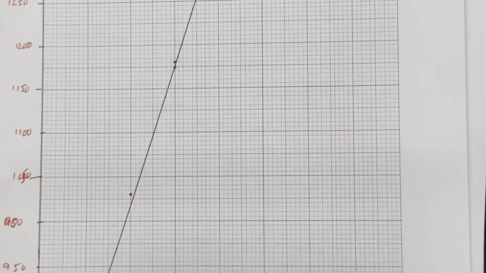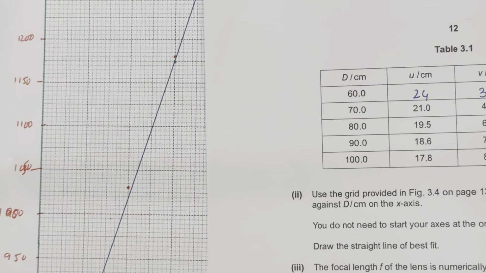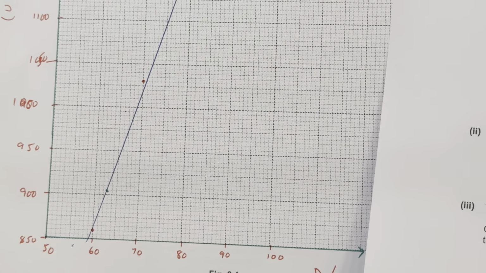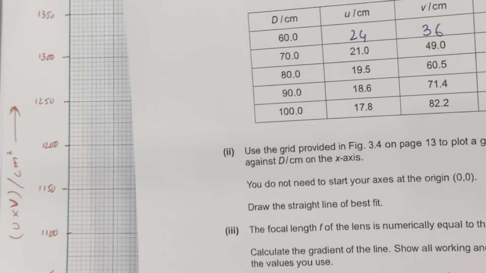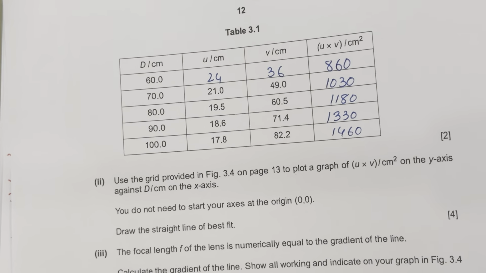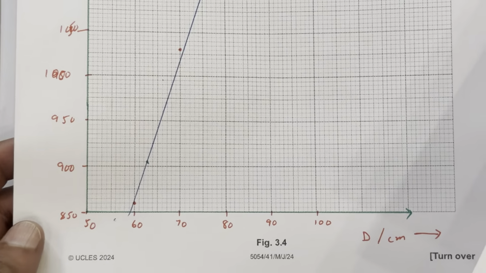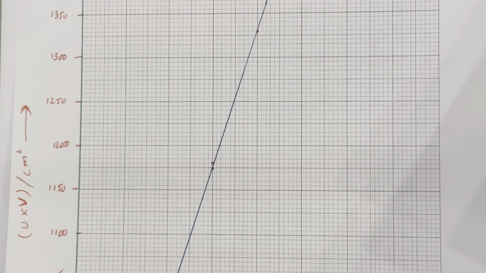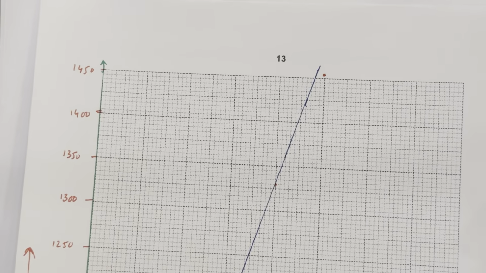I have started this from the value of 50, as d was starting from the values of 60, 70, 80, 90. You can see 50, 60, 70, 80, 90 and 100. And on the y-axis, u cross v, where the values are 860 to 1460, I have started with 850. Then it's 900, 950, 1000, 1050, 1100, 1150, 1200, 1250, 1300, 1350, 1400 and 1450.